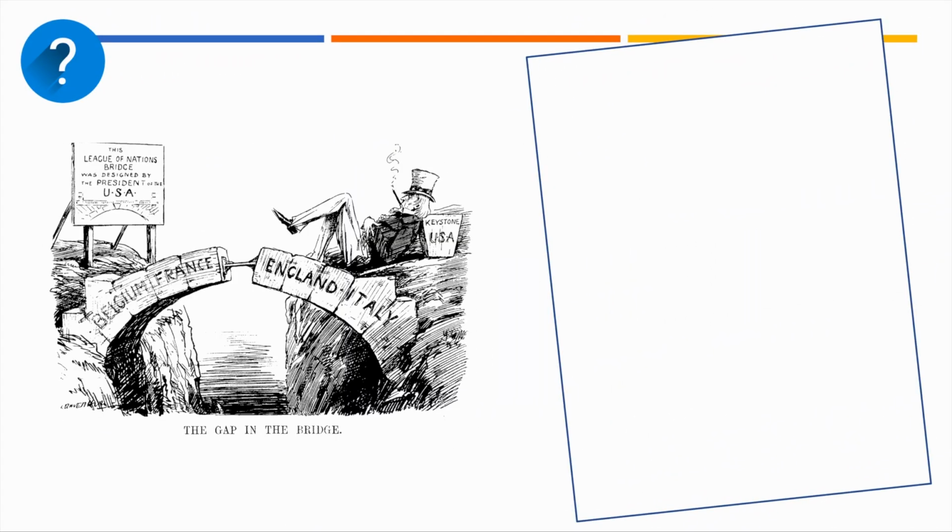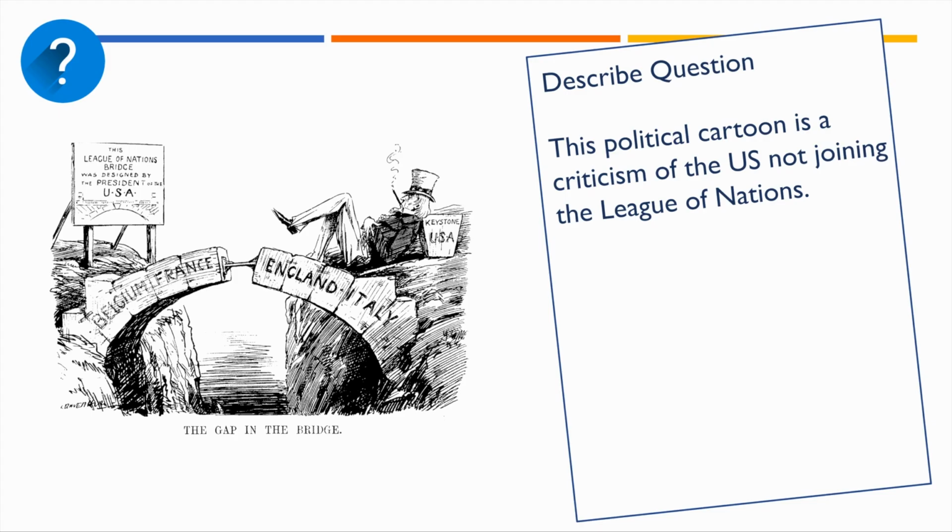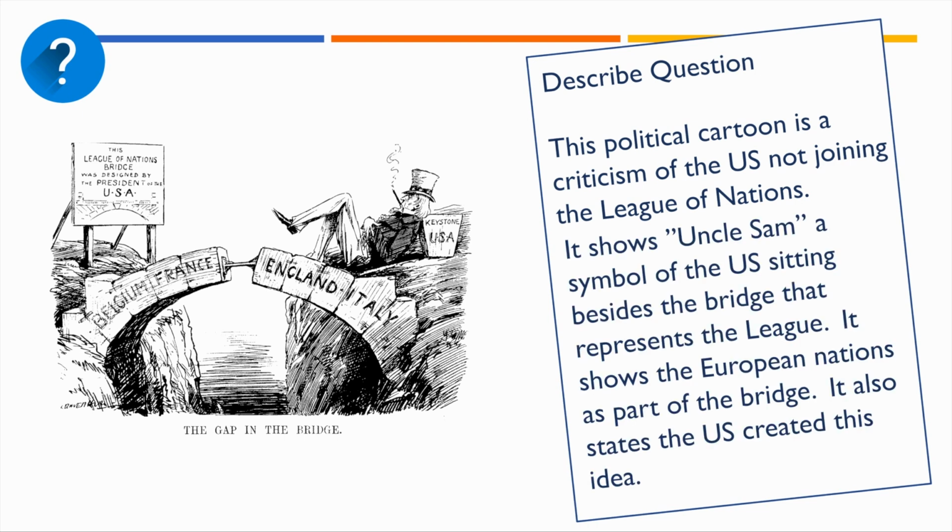2. With a describe question, essentially what you want to start with is a strong topic sentence, which is the main theme or the purpose of the source. And we did this analysis already. We already know that this political cartoon is about the criticism of the United States not joining the League of Nations. And then, as you are describing what is happening, use the source itself.